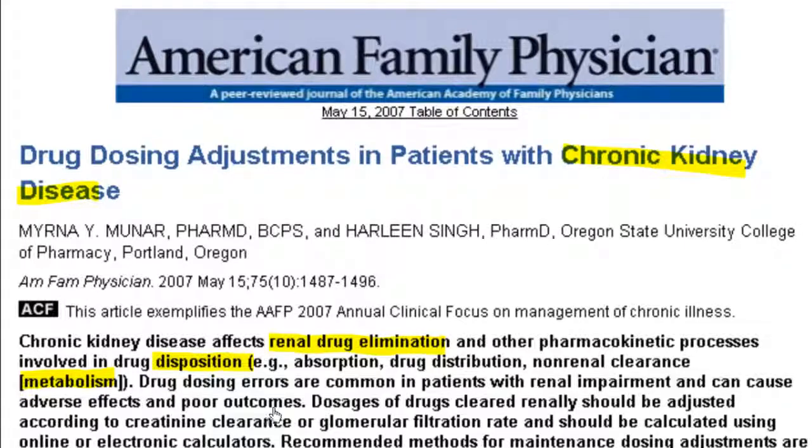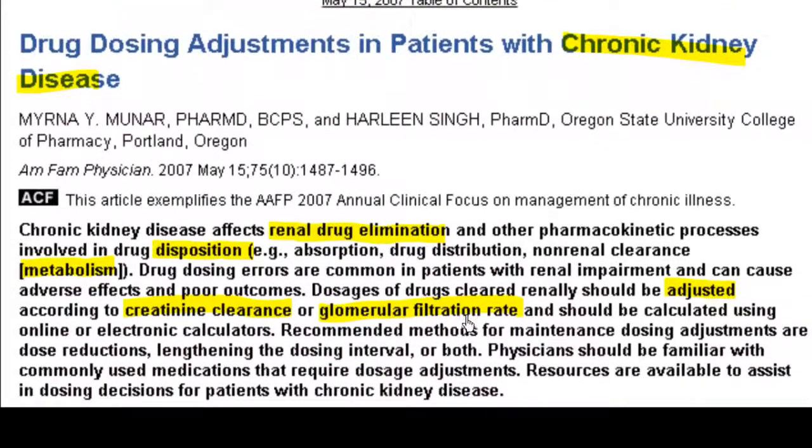Drug dosing errors are common in patients with renal impairment and can cause adverse effects and poor outcomes. Dosages of drugs cleared renally should be adjusted according to the creatinine clearance or glomerular filtration rate. And now you understand why. And they should be calculated using online or electronic calculators. When I was saying we have those population-wide studies, that's how we calculate it.